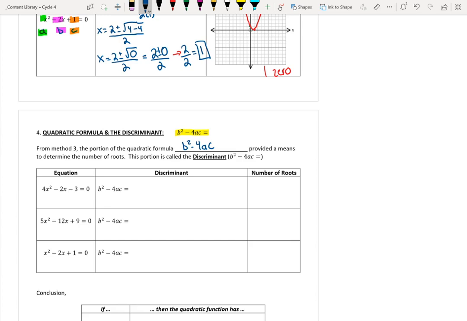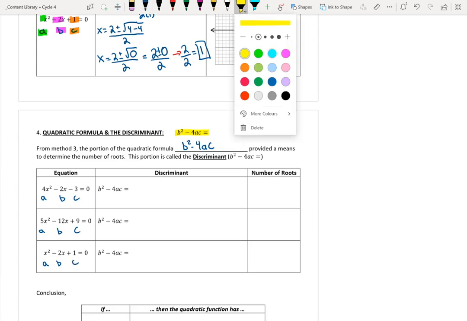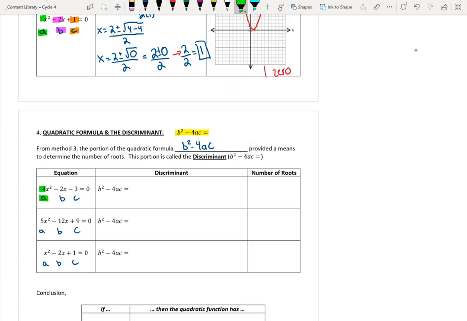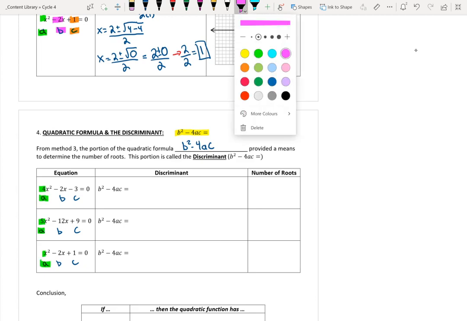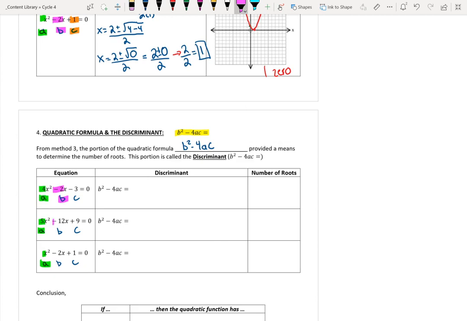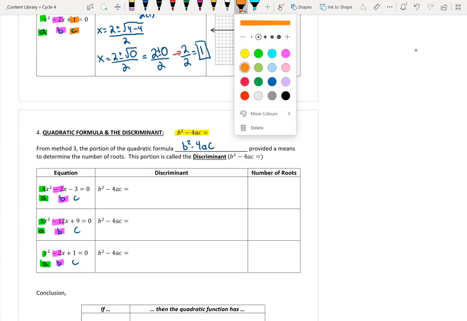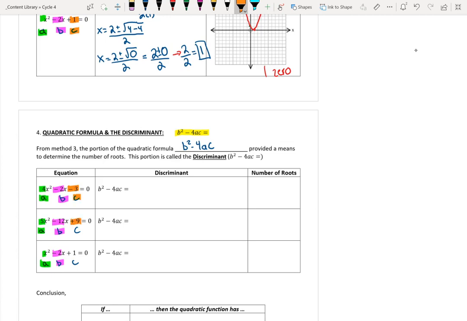And so if I look back at these, these are the same equations from what we just did, and again finding the a, b, and c values, I'm just going to go through and do all of these at once, so that it's a little bit easier on the highlighting and it's not as tedious. Again, remember, a is in front of the x squared, b is in front of the x, and c is the constant on its own.